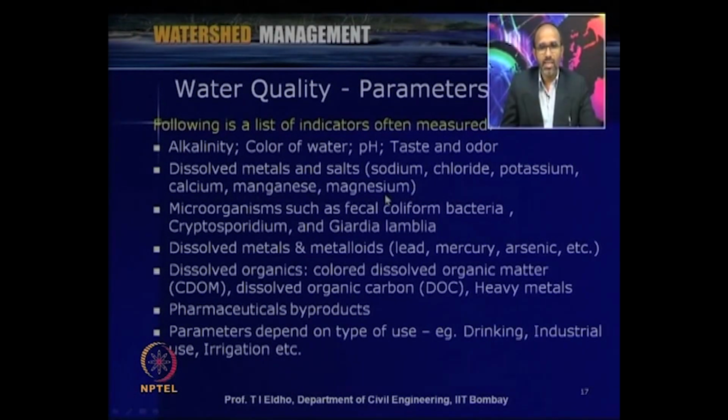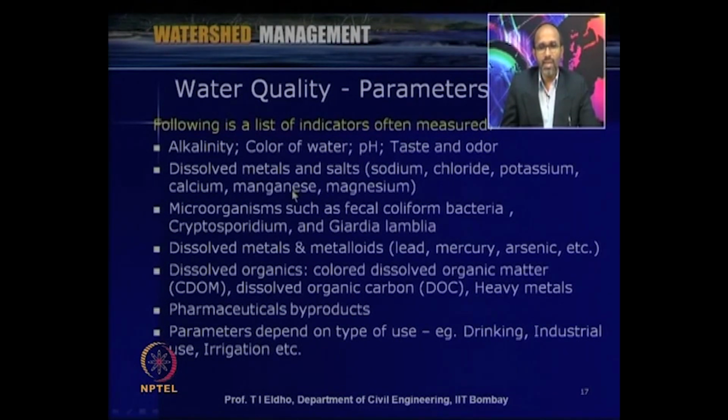Then microorganisms such as fecal coliform bacteria, Cryptosporidium and Giardia lamblia. So, all these kinds of microorganisms. Then dissolved metals and metalloids like lead, mercury, arsenic, etc. Then dissolved organics like colored dissolved organic matter, dissolved organic carbon, heavy metals, etc. Then pharmaceutical byproducts.